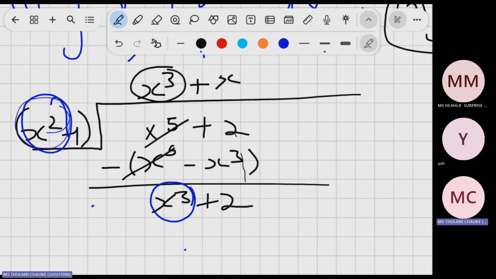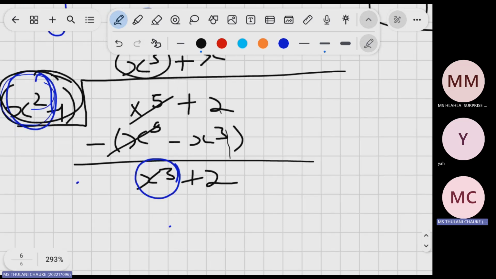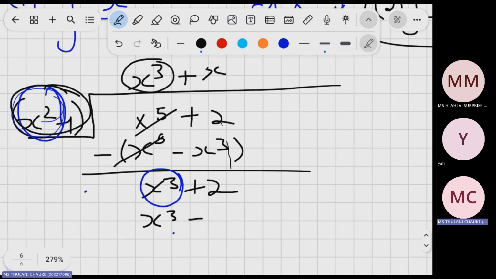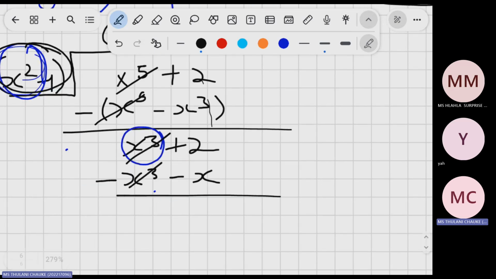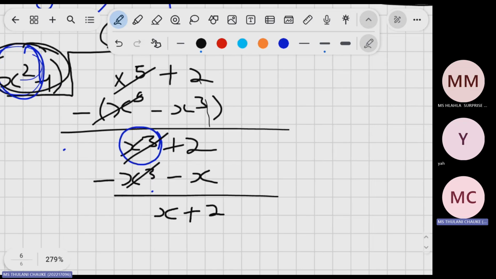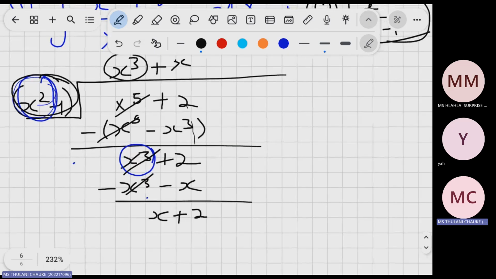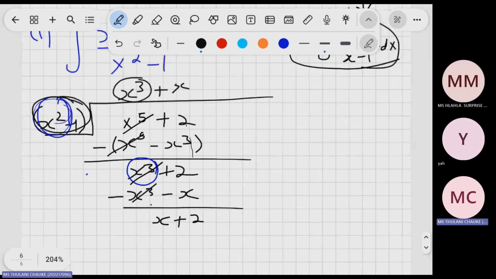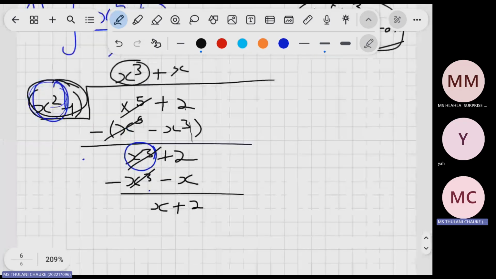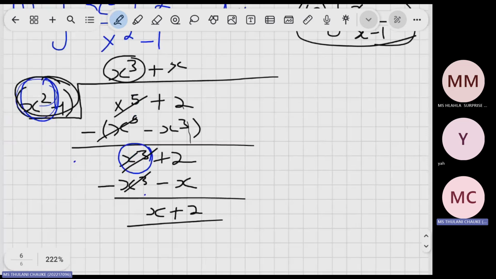And then this x, you multiply it with everything there. You are gonna have x cubed minus x, minus, then x cubed minus x cubed, then here you have positive x, and then you have plus 2. Né? Yeah, you will remain with this. So you are done from there. You can't do anything from there. So this one is our remainder. This one is our answer.